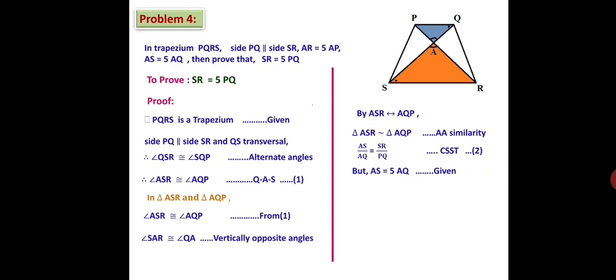But AS is 5AQ, it is given. Therefore, AS upon AQ is equal to 5 upon 1. From 2 and 3, you can write SR upon PQ is equal to 5 upon 1. Therefore, SR will be 5 times PQ. This is what you have to prove.